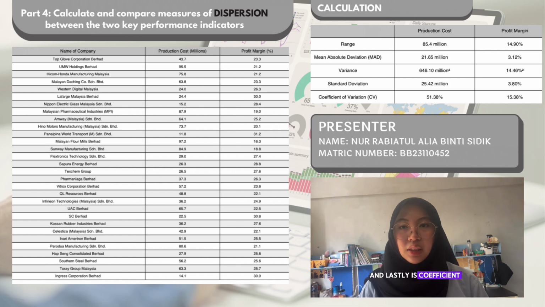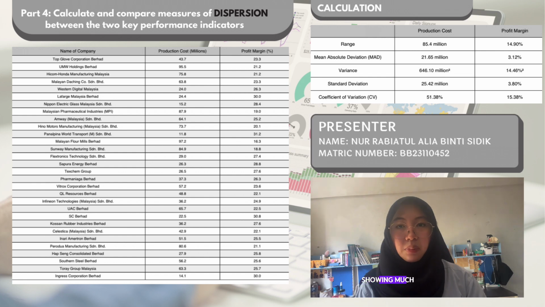And lastly is coefficient of variation, CV. The CV for production cost is 51.38%, meaning production costs vary widely, reflecting significant differences in operation and scale among companies. In contrast, the CV for profit margin is just 15.38%, showing much less variation. This highlights why production costs differ greatly. Companies are more consistent in managing their profit margin to stay competitive and aligned with market expectations.